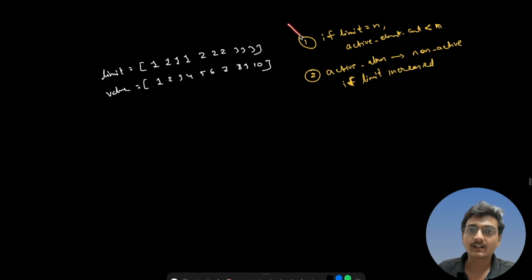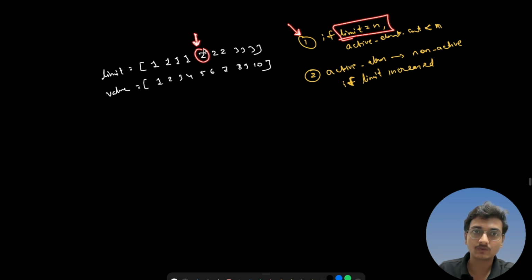So I have written this in simpler terms. Let's say my limit is 2. To activate this 2, I need to count the current active elements. My current active count should be either 0 or 1. As soon as my current active becomes 2, I will not be able to activate this. My current active should be either 0 or 1, so it should be less than 2.